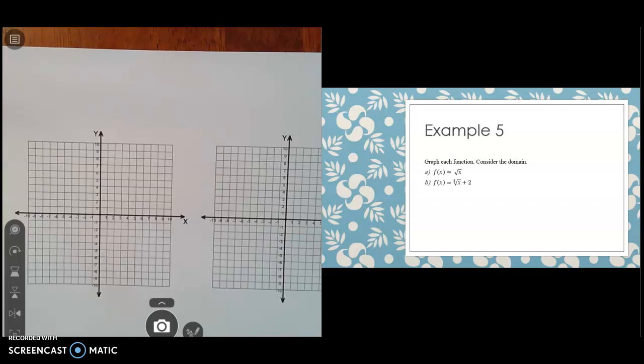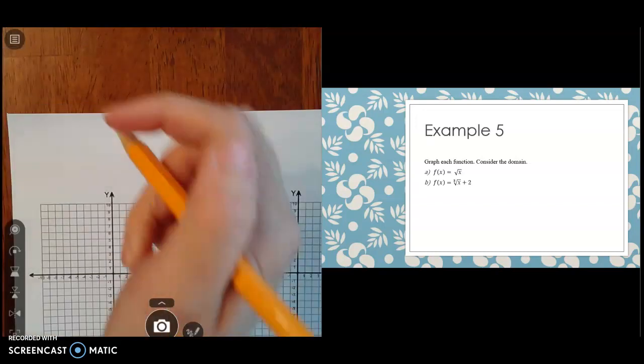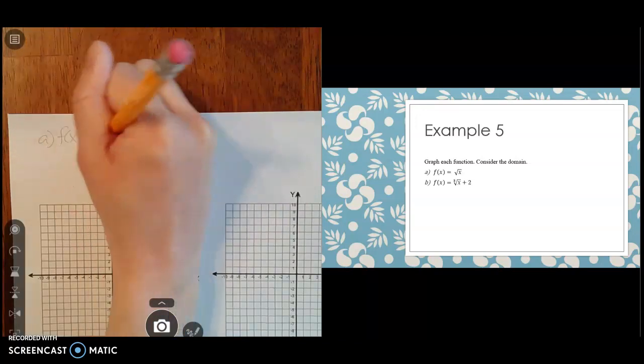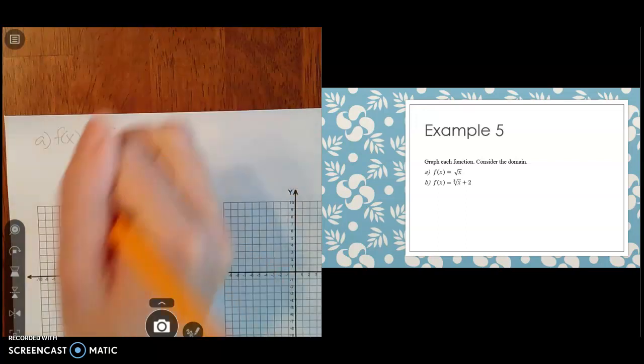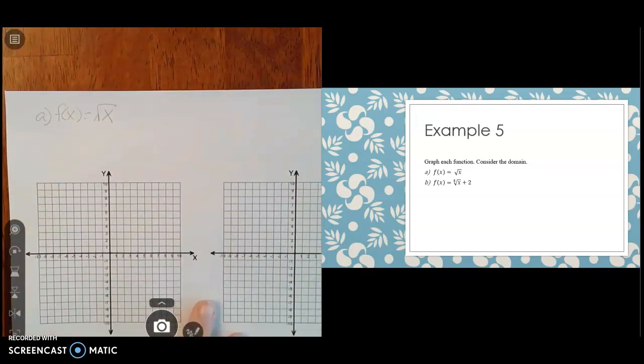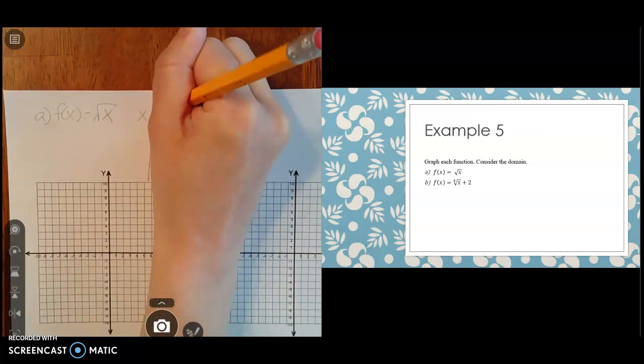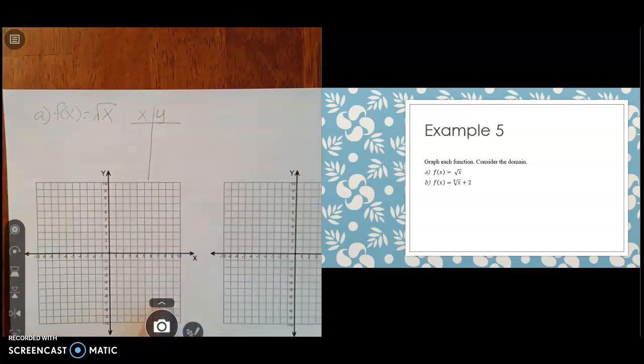Hi, welcome back to section 10.1. The last thing we're going to do is graph some rational functions. So the first one I've got for us is f of x equals the square root of x. What I would recommend doing for these is just to make a simple xy table. And we're going to plot some points and see what it looks like.